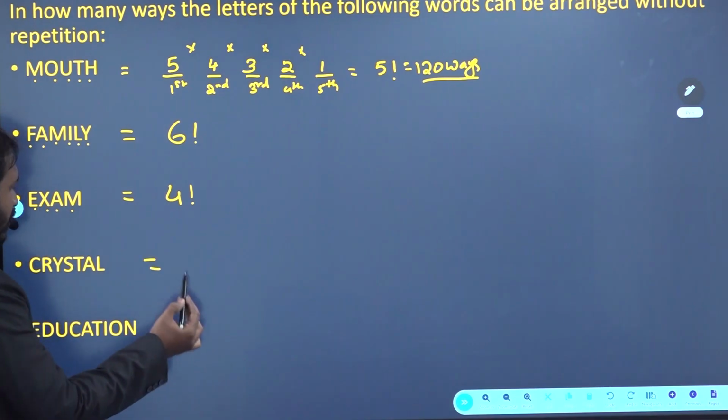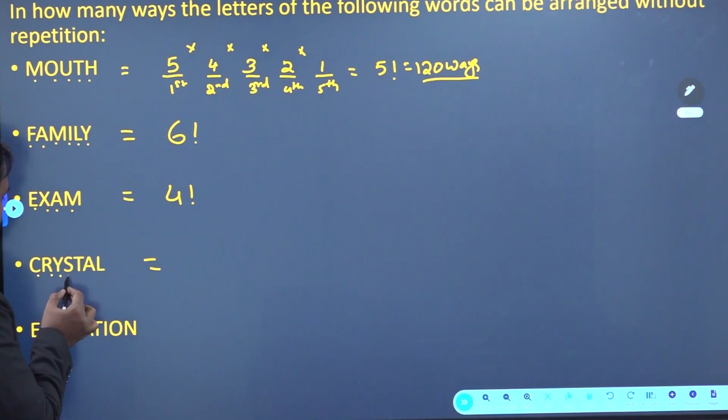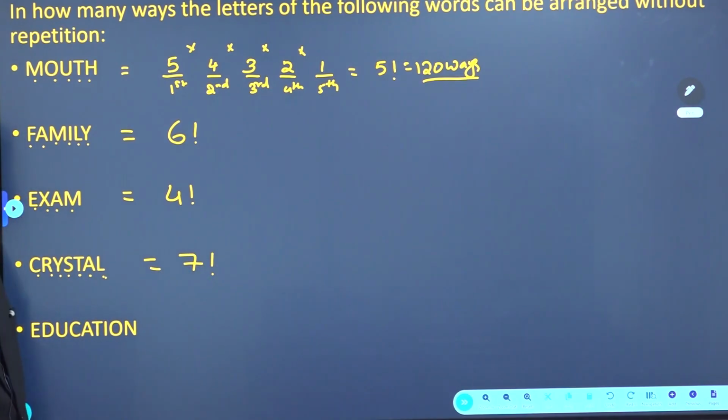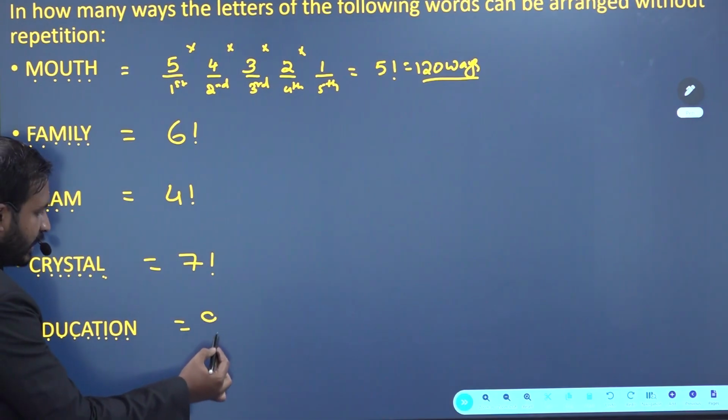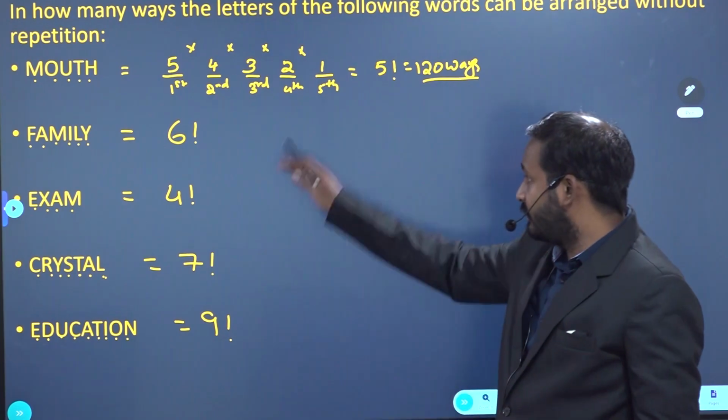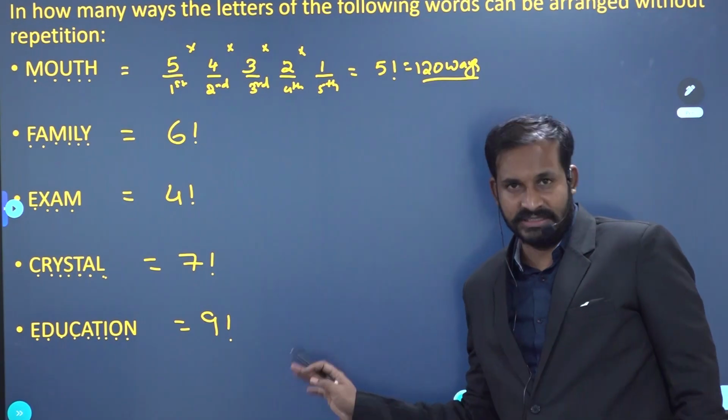Next, crystal. How many letters are there? 1, 2, 3, 4, 5, 6, 7. So in 7 factorial different ways we can write the letters of crystal. Next, education. 1, 2, 3, 4, 5, 6, 7, 8, 9. 9 factorial ways. See students, just for your knowledge sake I have given this example. So directly I am writing these things.